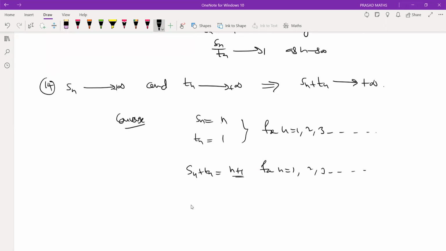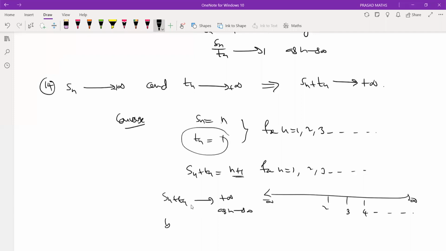Therefore, clearly it is unbounded. Of course, it diverges to plus infinity. When you substitute n equals 1, this is 2; when n equals 2, it is 3, 4, like this, it goes towards plus infinity. By the Archimedean property, one can show that this tends to plus infinity. So Sn plus Tn diverges to plus infinity as n tends to infinity. But Tn is convergent. Tn converges to 1 as n tends to infinity. So the converse may not be true.